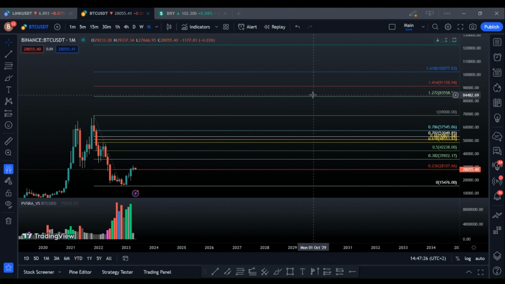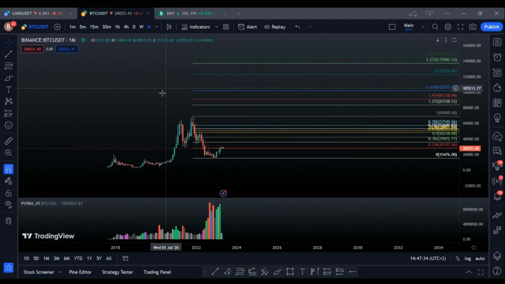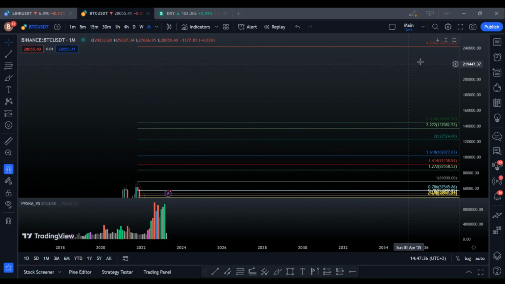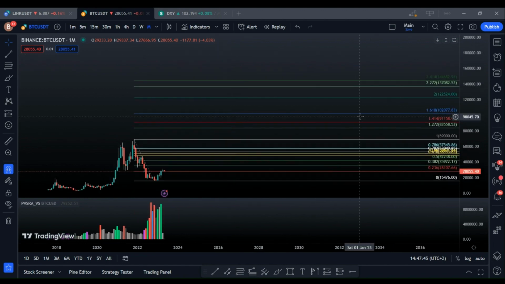But it's interesting to see how Bitcoin will behave in the upcoming years, if we will only reach 100K in the next bull run, or if we'll have an amazing bull run and reach our 4.236 extension target that we had reached before, which is about 242K. That remains to be seen, but nothing is guaranteed. Once again, this is not financial or investment advice, but from previous cycles we will at least reach the 100K Fibonacci target.